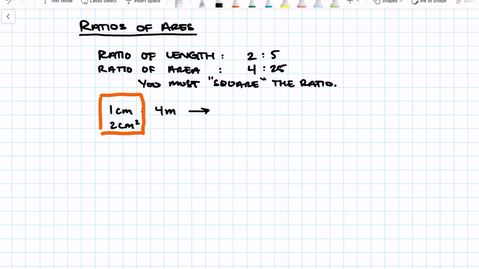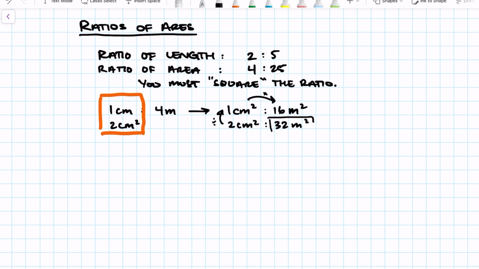So when you square the ratio, it's going to turn it into 1 centimeter squared is equal to, and then 4 squared is going to be 16, and then it'll be meters squared. Now you can input this, and now it works. So now you do the usual steps of dividing, and then you multiply. And so you should get an answer of 32 meters squared.